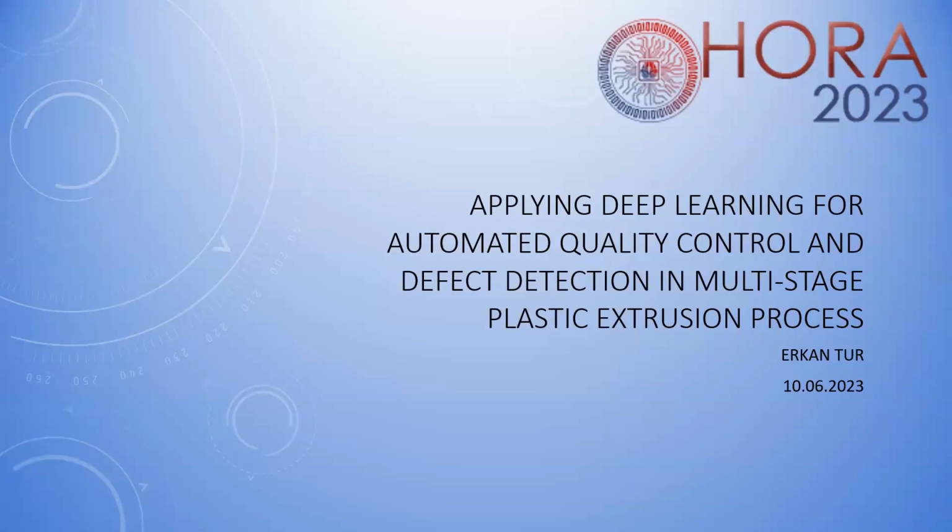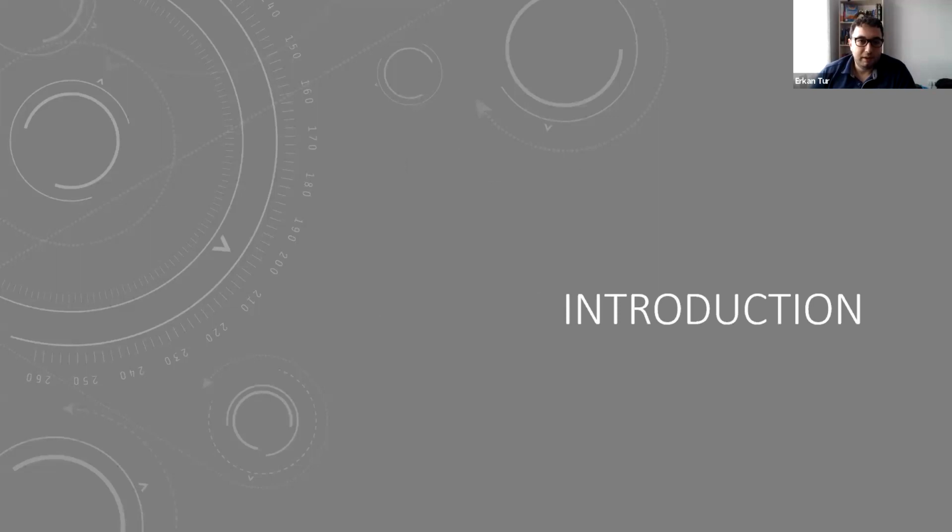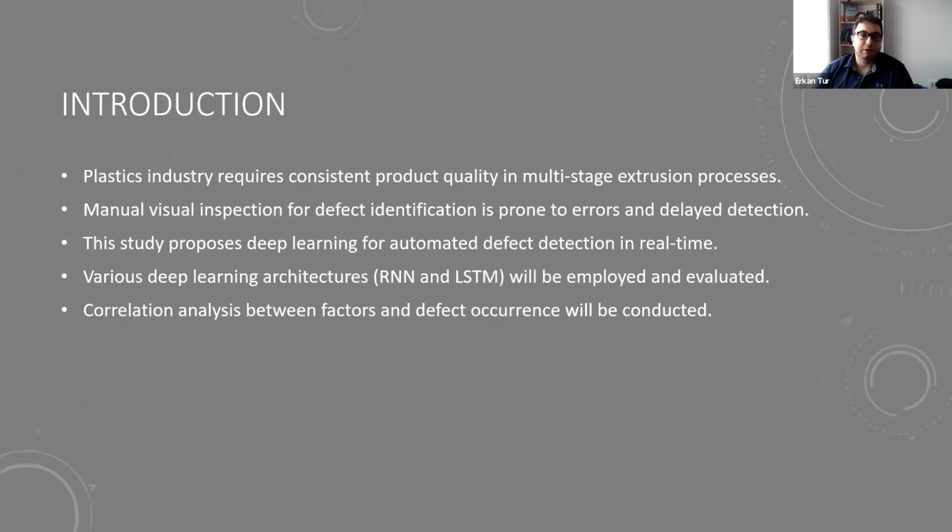My name is Erkan Tur, and the title of my study is Applying Deep Learning for Automated Quality Control and Defect Detection in Multi-Stage Plastic Extrusion Process. For the table of contents, I will start with the introduction, then go to materials and methods with motivation, then results and discussion, conclusion, and I will show my references. Here is the introduction part. The plastics industry relies on maintaining consistent product quality in multi-stage extrusion processes, ensuring precise control over parameters such as film thickness and stretch, and defect detection is crucial.